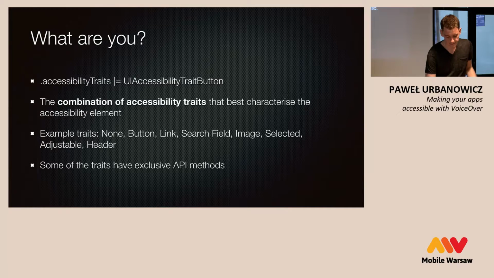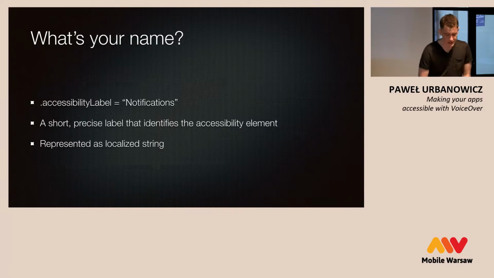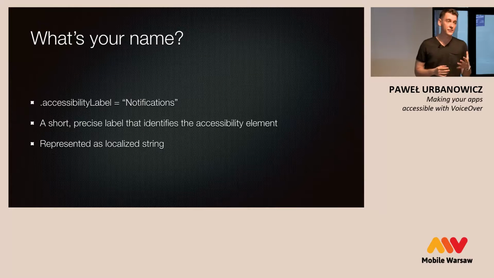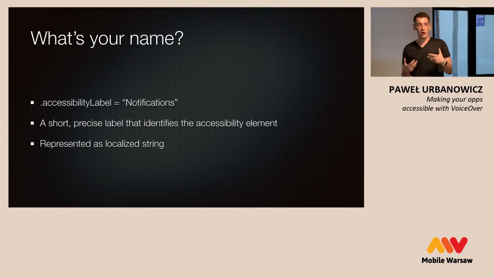Otherwise, they don't work. Okay, next question, what's your name? My name is notifications, so that's a value that is represented by accessibilityLabel. That's the first value that is being read by the VoiceOver interpreter. It should be short, it should be precise, it should just give you context in a very short way. So, like I told you, notifications button, maybe not the best idea, but notifications is good enough. It's very simple, it's very descriptive. And it should be localized.